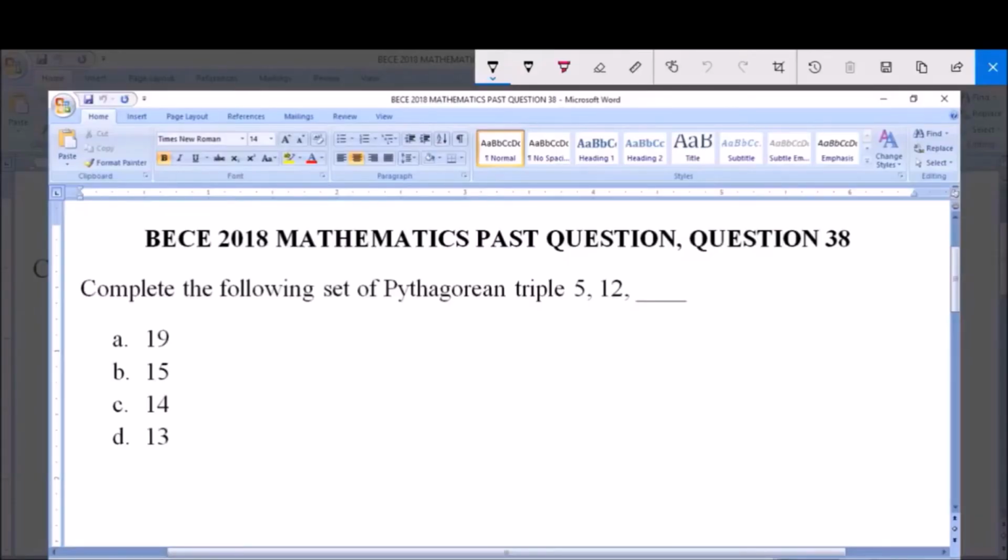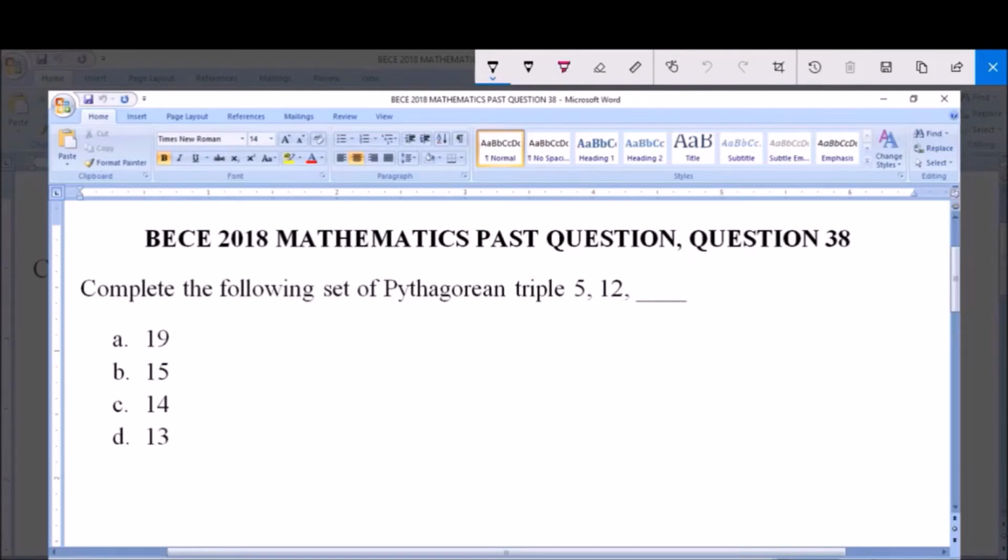Hello, good day and welcome. Today we're going to be dealing with BECE 2018 Mathematics Past Question, question 38. Complete the following set of Pythagorean triple: 5, 12 and dash. A, 19; B, 15; C, 14; and D, 13.